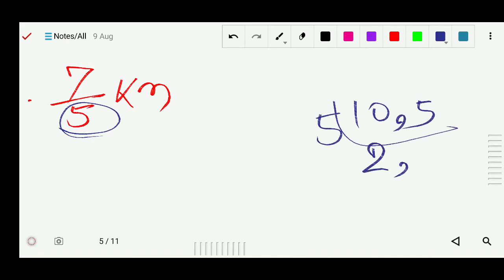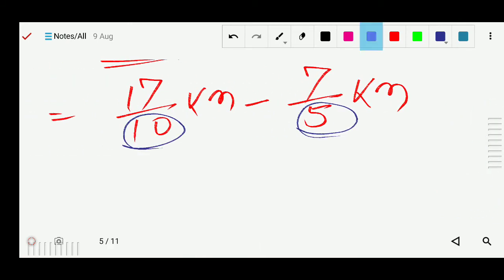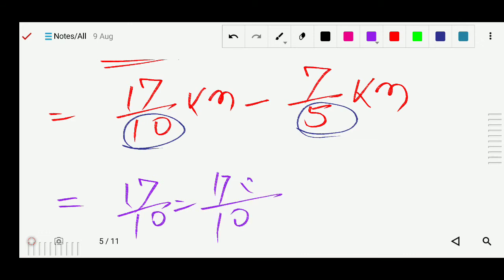We will multiply one time, so 5 into 2 will be 10. So what is the LCM? 10. Now the next step is to make the denominators equal. So how many times will you multiply 17 by 10? That will be one time only, so it will be 17 by 10 only.